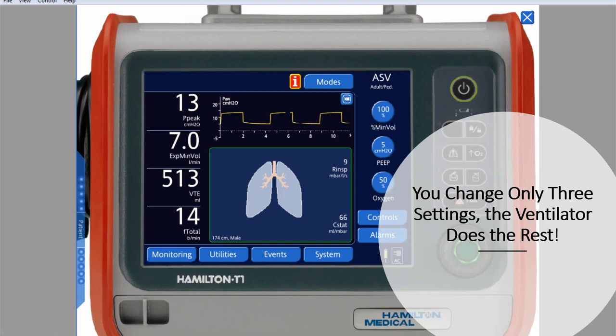There are essentially only three settings you have to worry about in adaptive support ventilation. That's a percent minute volume, a PEEP, and an FiO2. Now you're going to adjust your PEEP and FiO2 for oxygenation, and you're going to adjust your percent minute volume for ventilation. Now, if you recall, your minute volume is a function of your rate and your tidal volume. So you would multiply these two together to get your actual minute volume.